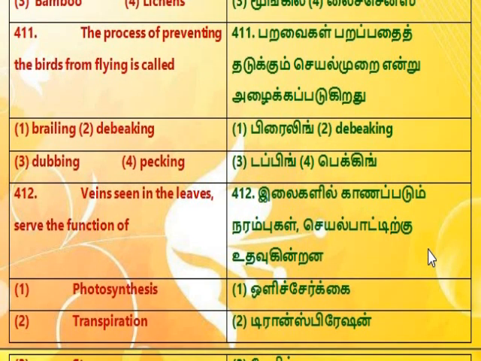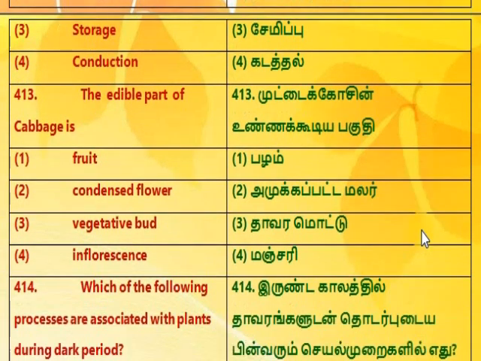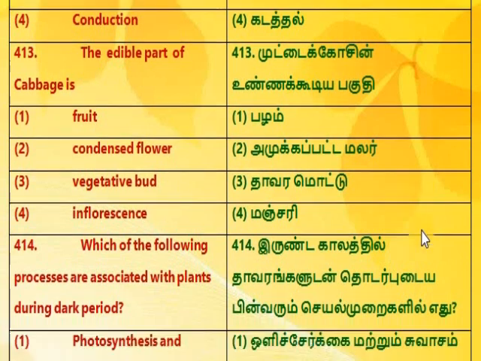411. The process of preventing the birds from flying is called 1. Brailing. 2. Debeaking. 3. Dubbing. 4. Pecking. 412. Veins seen in the leaves serve the function of 1. Photosynthesis. 2. Transpiration. 3. Storage. 4. Conduction. 413. The edible part of cabbage is 1. Fruit. 2. Condensed flower. 3. Vegetative bud. 4. Inflorescence.